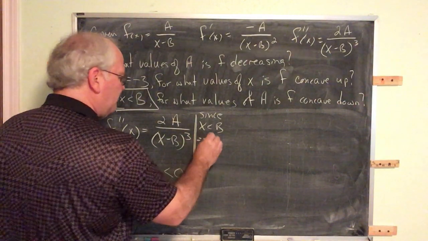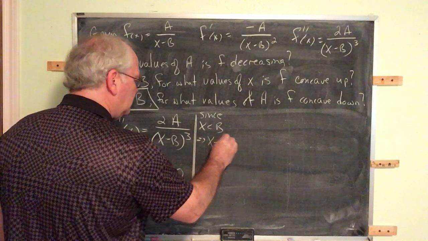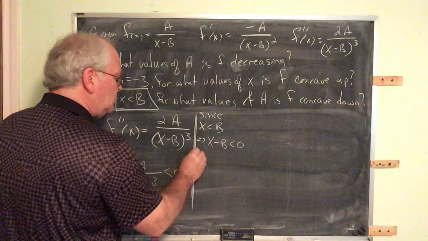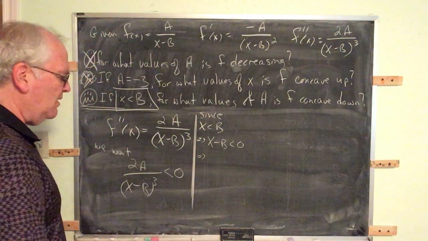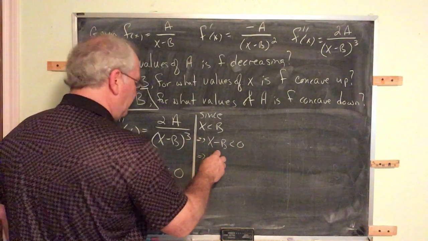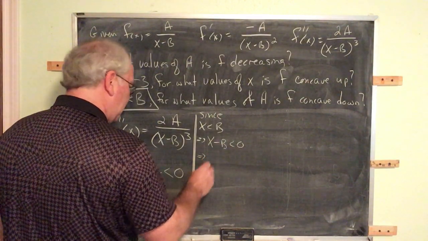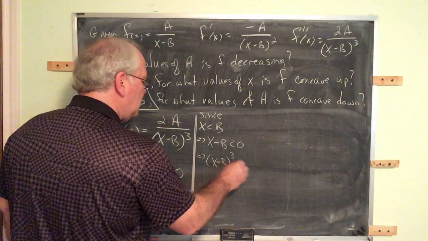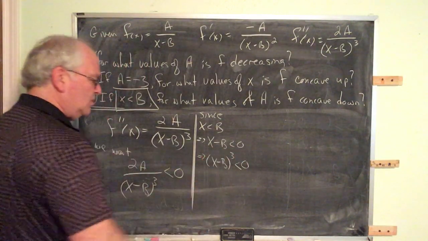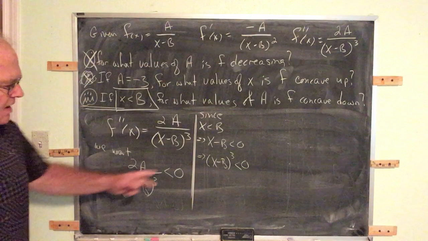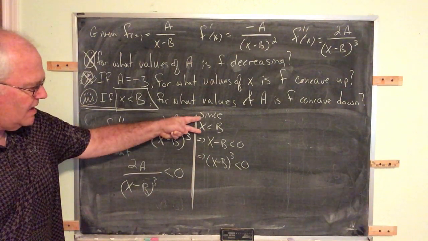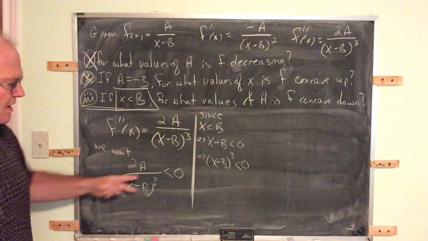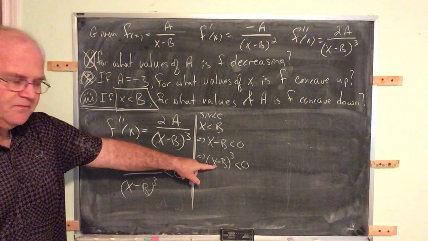So subtract b from both sides of this inequality. x minus b is less than 0. Raise both sides to the third power. When you raise both sides of something to the third power, the sign remains the same. The relative sizes remain the same. So x minus b to the third power must be less than 0 to the third power, or just 0. And we have it. If x is less than b, that requires x minus b to the third power is less than 0, which is to say this is negative.